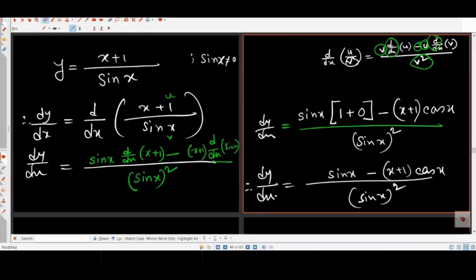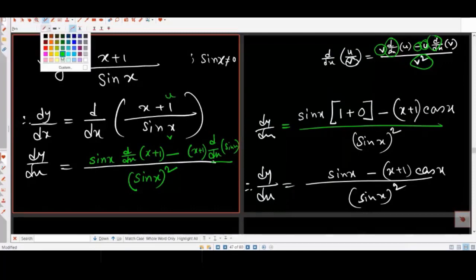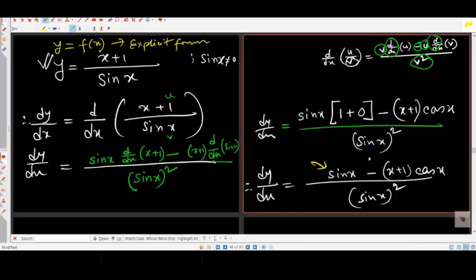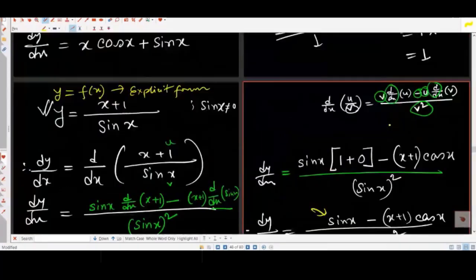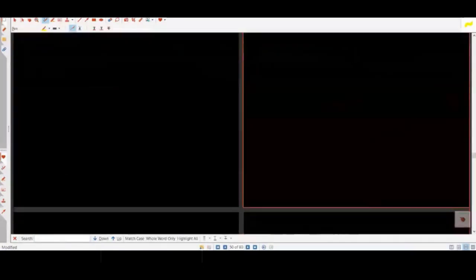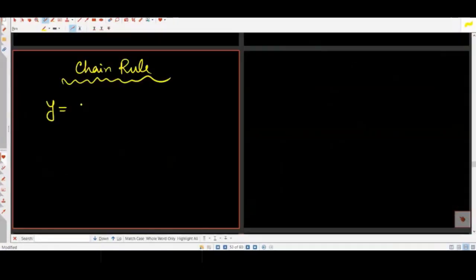So this is how we have found dy/dx, the derivative of the function, which is of the form y equals f of x. This is in explicit form. In the final part, we don't have any d/dx here, so this is our final answer. So this is what we know as the quotient rule, and the previous one is the product rule. Let me discuss the chain rule. Let's say y equals sine of x plus 1, and we need to find the derivative of this function.